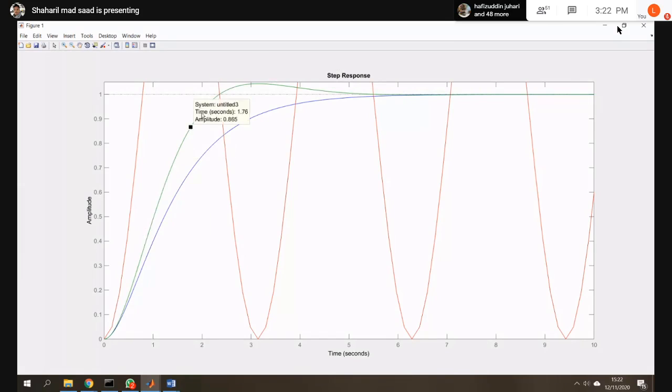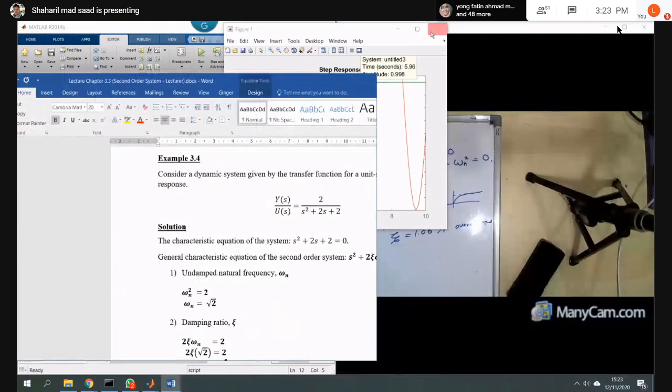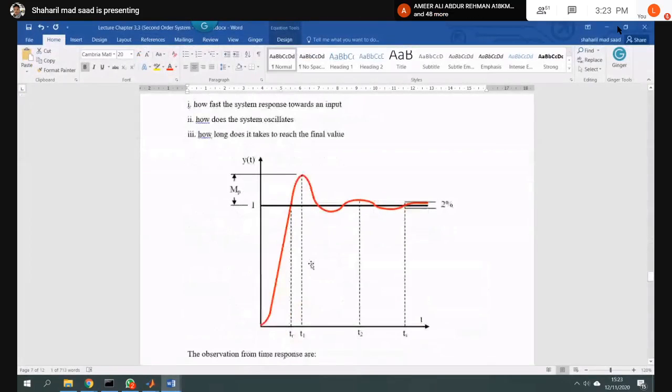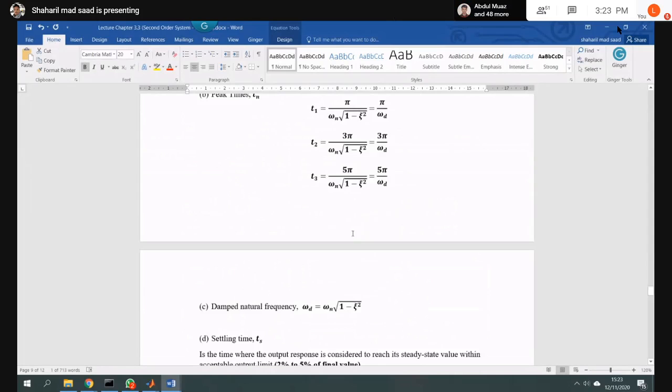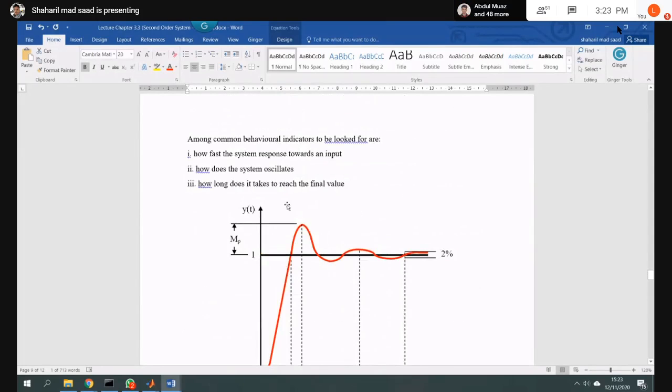So how do we plot this graph, the green color one? There will be some method and some procedure that we can follow to plot this kind of graph. We will do this on next week.